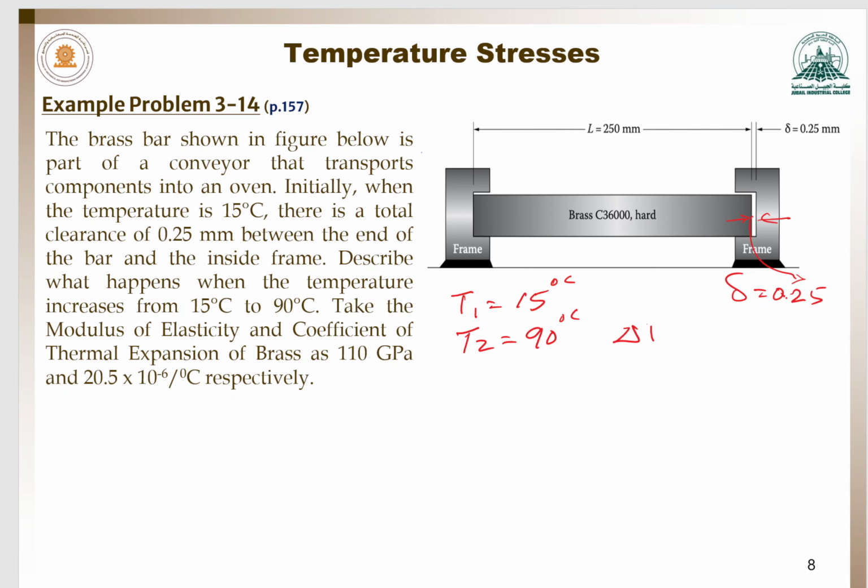So what will happen to delta T? Delta T is T2 minus T1. That is 90 minus 15. That is how much? 75 degrees Celsius is delta T.